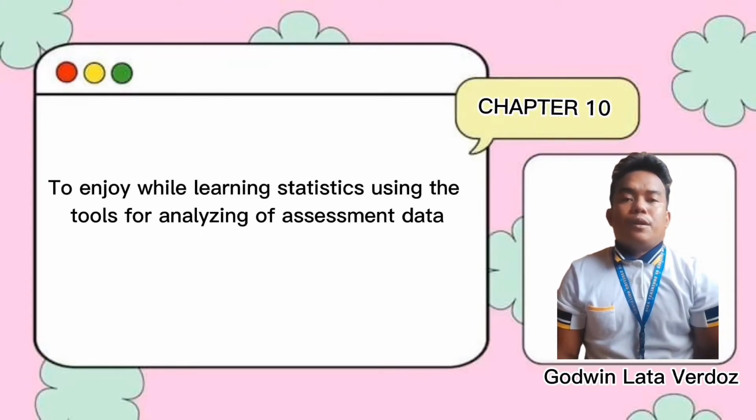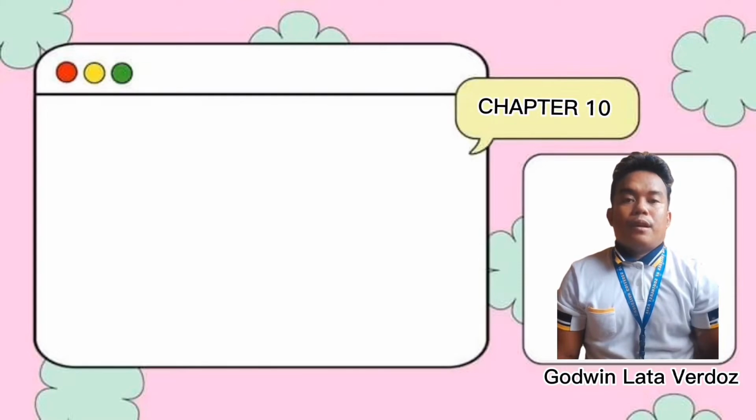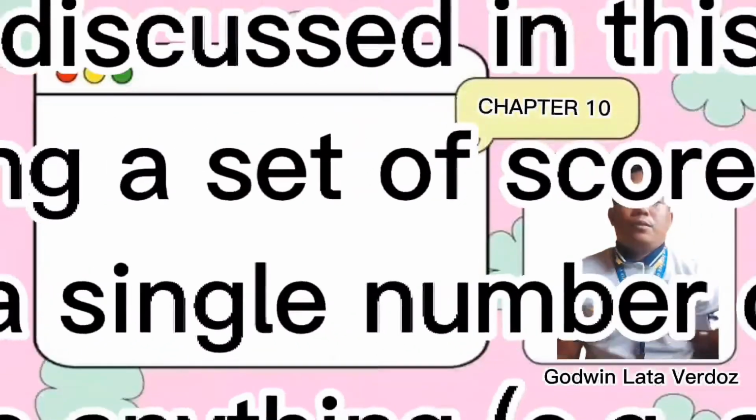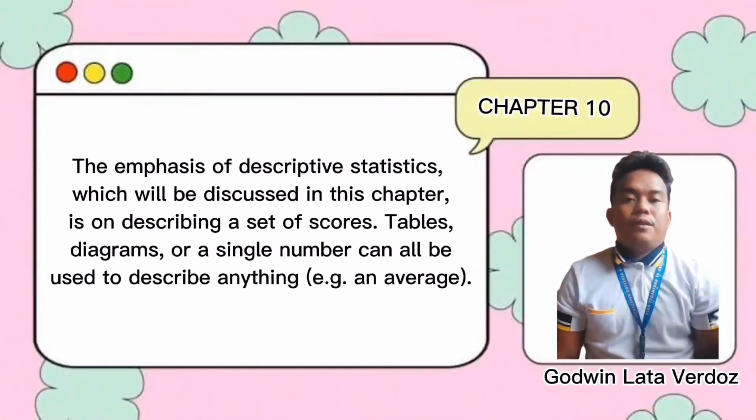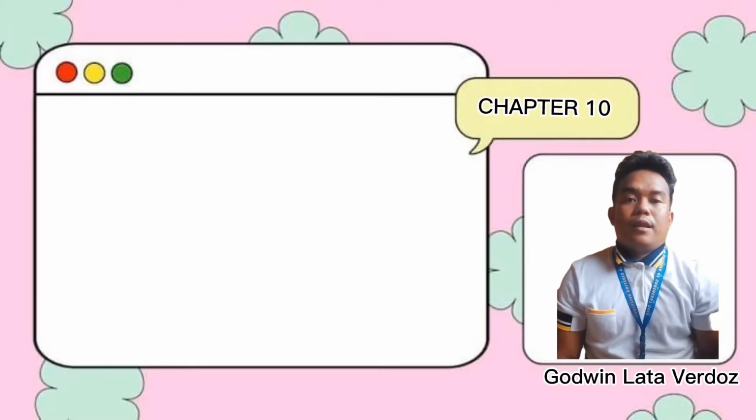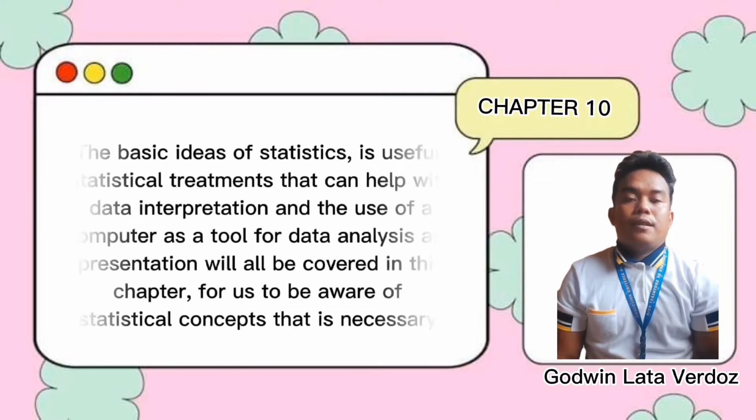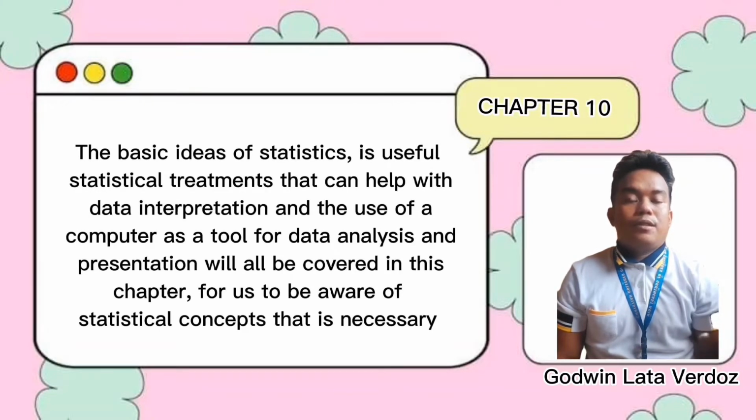For some educators, the very mention of numbers aim to represent visions of worry. Statistics terrify even those instructors who do not consider themselves mathematically challenged. The emphasis of descriptive statistics, which will be discussed in this chapter, is on describing a set of scores, tables, diagrams, or single numbers that can all be used to describe anything. And one good example of this is average.